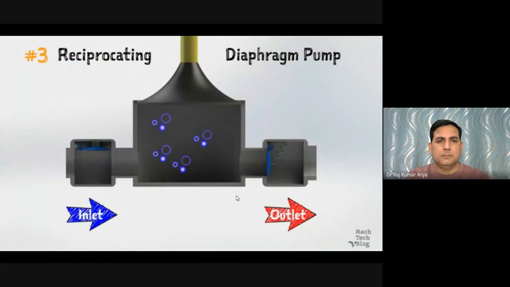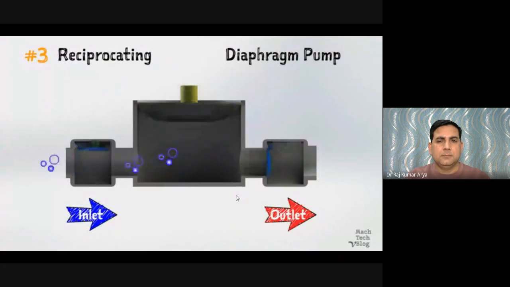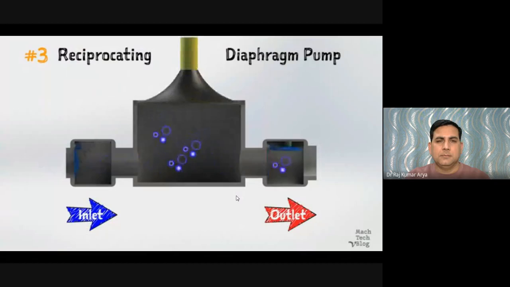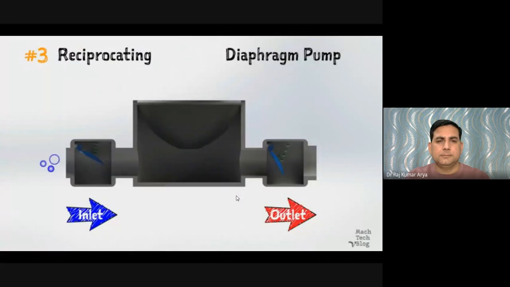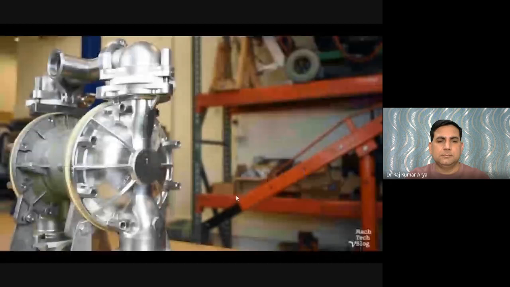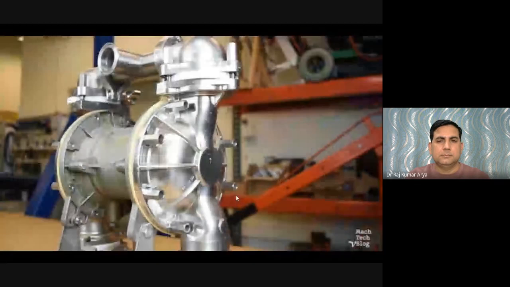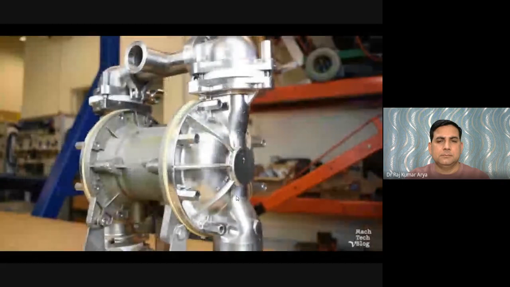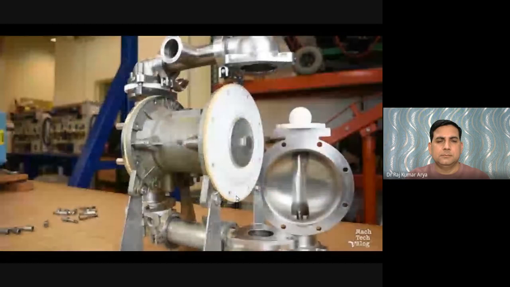When it flexes, it changes the volume of the chamber, causing fluid to be drawn into or pushed out of the chamber. Our example is an air-powered double diaphragm pump. The pump is essentially 2 diaphragm pumps oriented back to back, with the diaphragms linked by a connecting rod, so it can pump on both strokes.